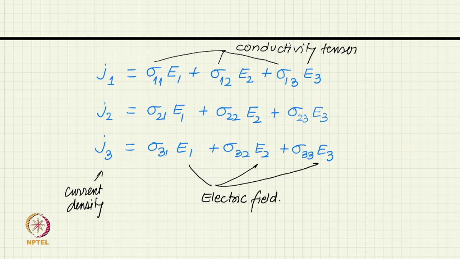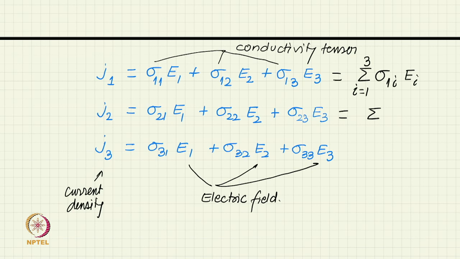Now, we can write this equation in the summation convention using sigma, as you all know. So, I can write the first equation as J 1 equals sigma 1 I E I, I going from 1 to 3.